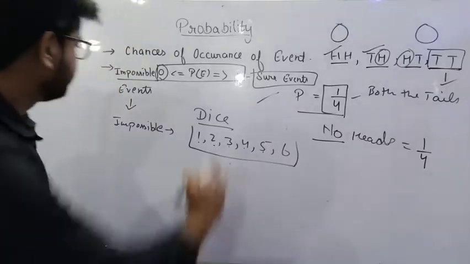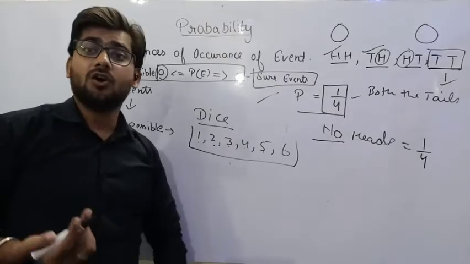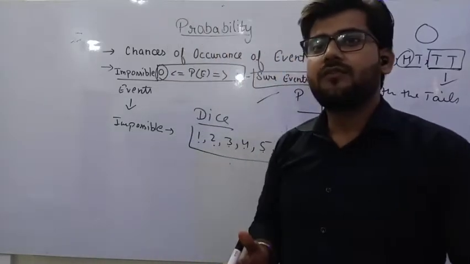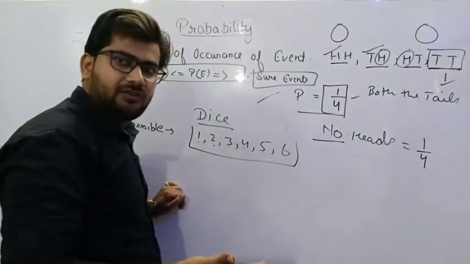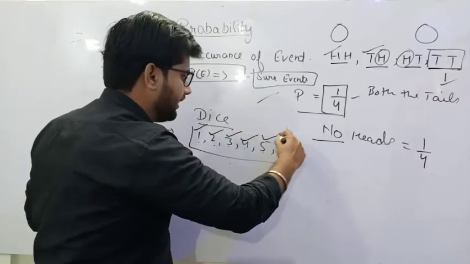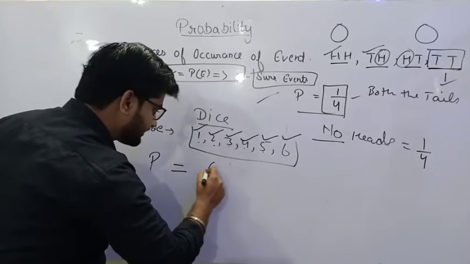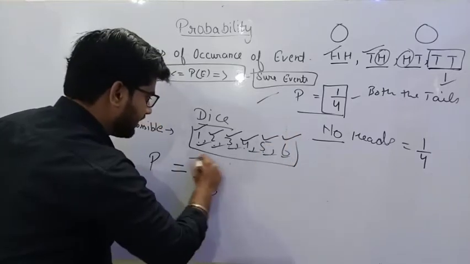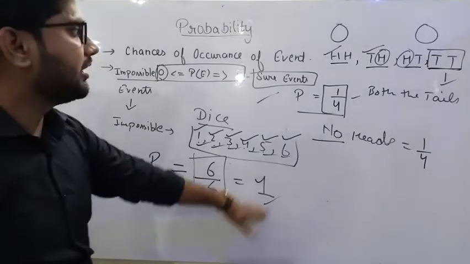And the last question. If the question arises to find the probability of getting any value from 1 to 6, we can get any value from 1 to 6. So how many values are there? 1, 2, 3, 4, 5, 6. So the favorable outcomes will be 6 upon total outcomes, which are also 6. And the probability will be 1. And it is also known as a sure event.